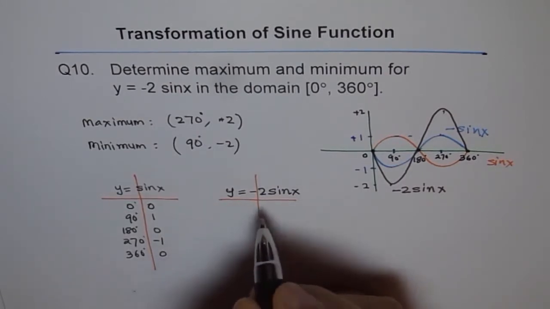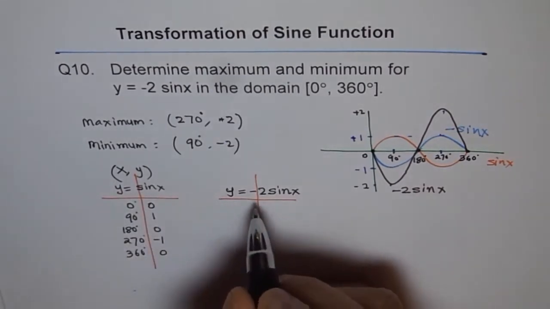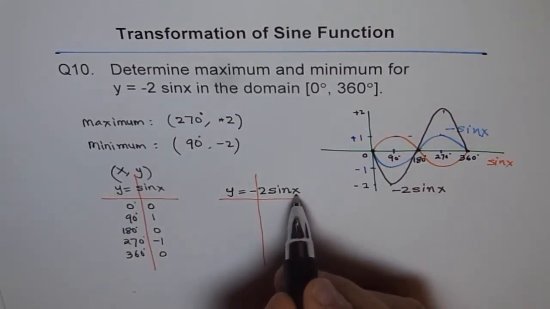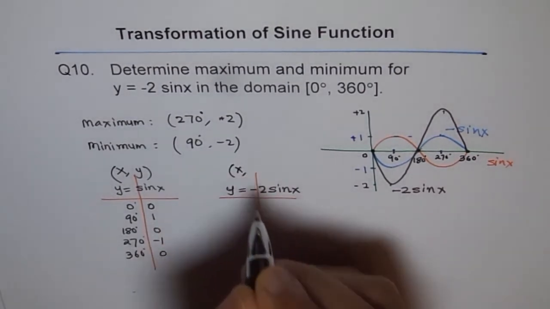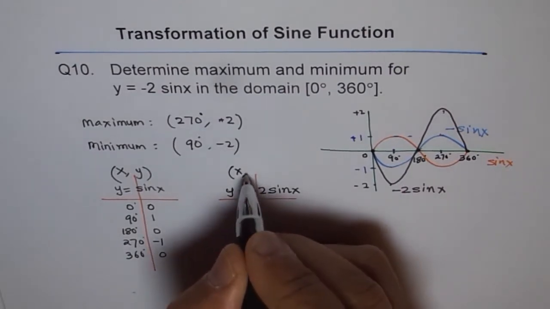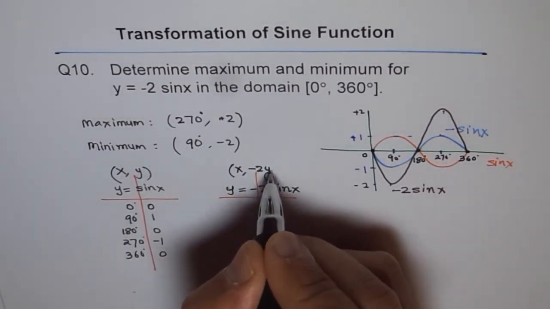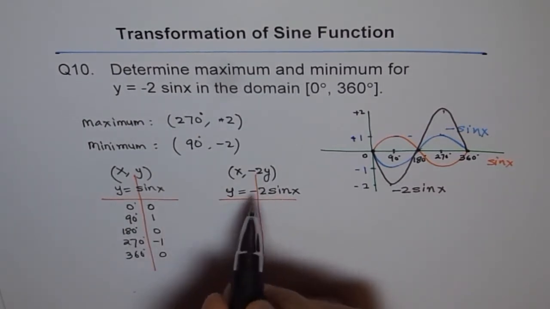Now the transformation is something like this. Original points are x and y. Now here, the x points do not change, but the y points get changed. So x points remain x. But what happens to y points? They get multiplied by minus 2. So they become minus 2 of original y points. So let's transform these points and see what happens.